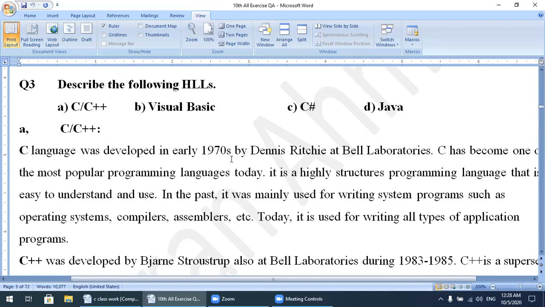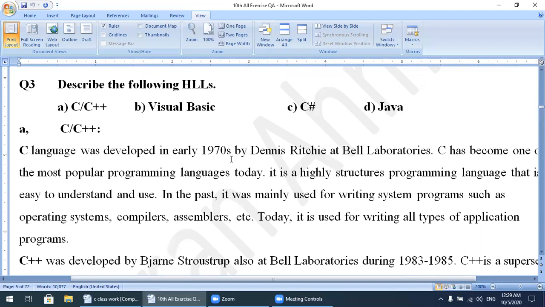C has become one of the most popular programming languages today. A year back, if I remember, we were not teaching the C language in class 10. We were using the BASIC language. But BASIC is nowadays discarded, and C is in your course. So it is the most popular programming language, you can say that.